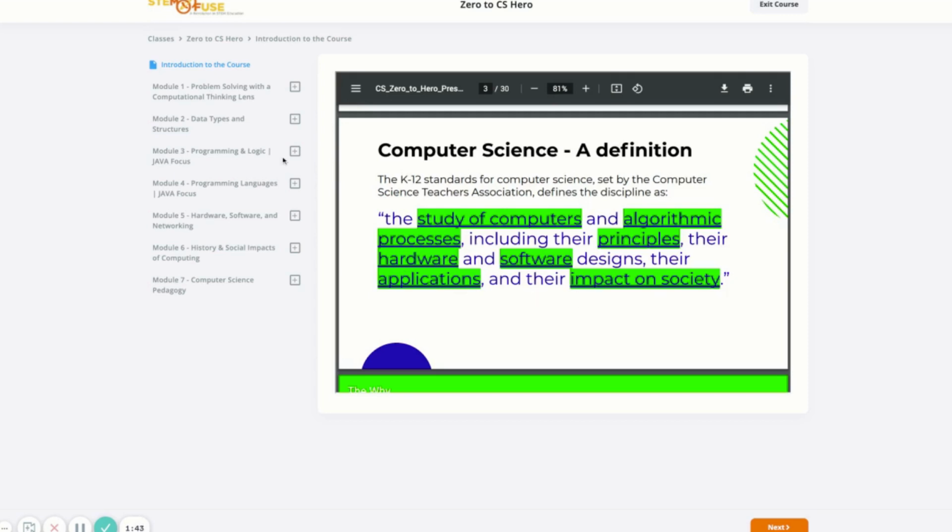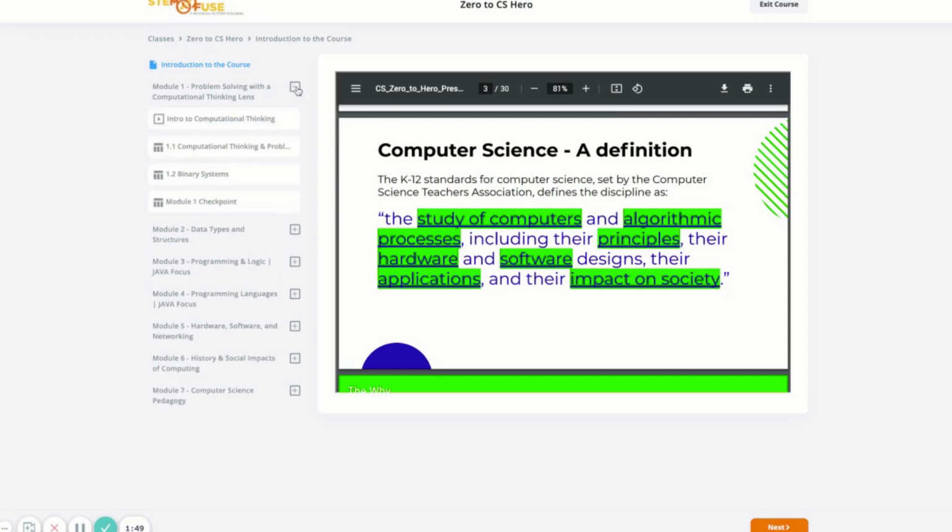So our course, if you look here, is broken into 7 different modules, and each of the modules provides an interactive experience for teachers to dive in, watch videos, practice, and learn more about what it means to be a computer scientist. This is a great course to help teachers break into the world of computer science and give an all-around view of what it means to teach computer science today.